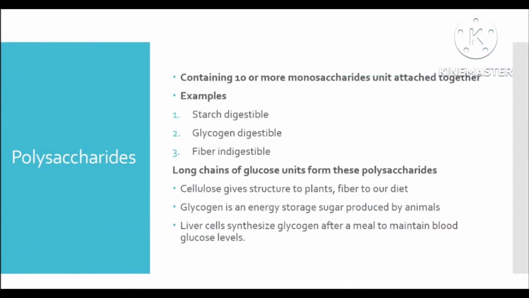Polysaccharides. Polysaccharides contain 10 or more monosaccharide units attached together. Examples: starch, digestible; glycogen, digestible; fiber, indigestible. These polysaccharides are long chains of glucose units. Cellulose gives structure to plants and provides fiber in our diet. Glycogen is an energy storage sugar produced by animals. Liver cells synthesize glycogen after a meal to maintain the blood sugar level.